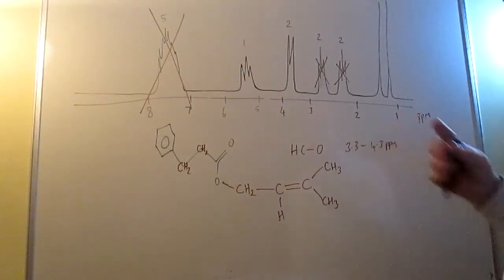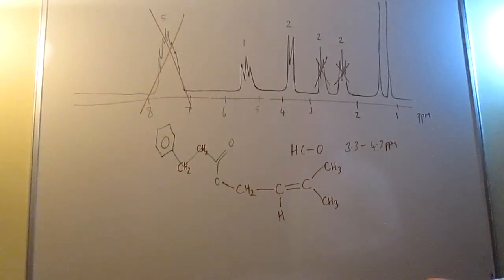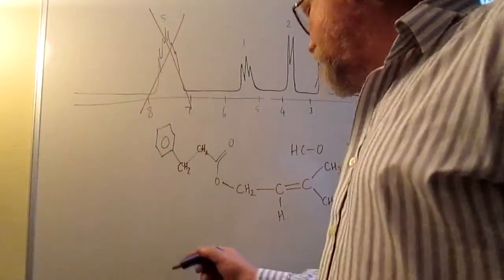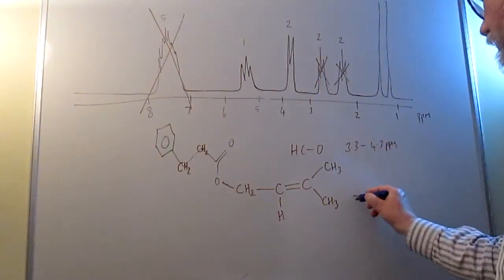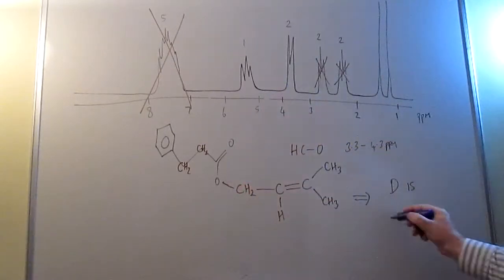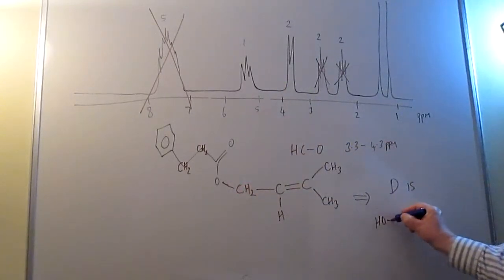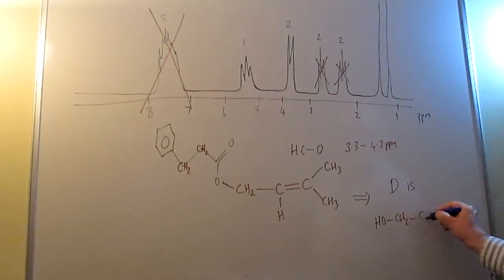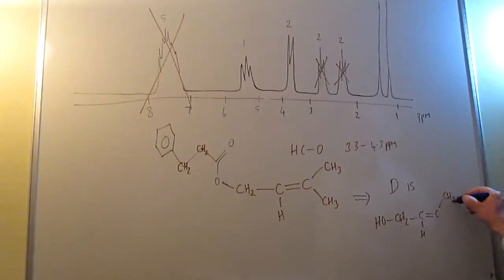Therefore, that's the structure of the ester, which means that alcohol D, which is what the question actually asked you for, is just the alcohol end of that. So you just have OH, CH2, CH, alkene, and then the 2 methyl groups. And there is your answer.